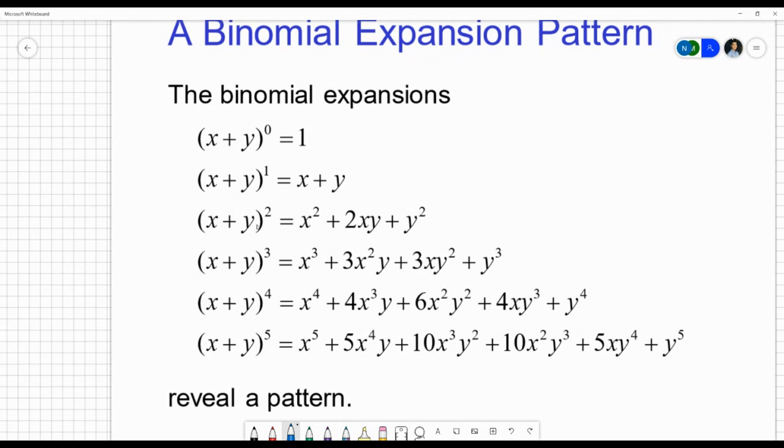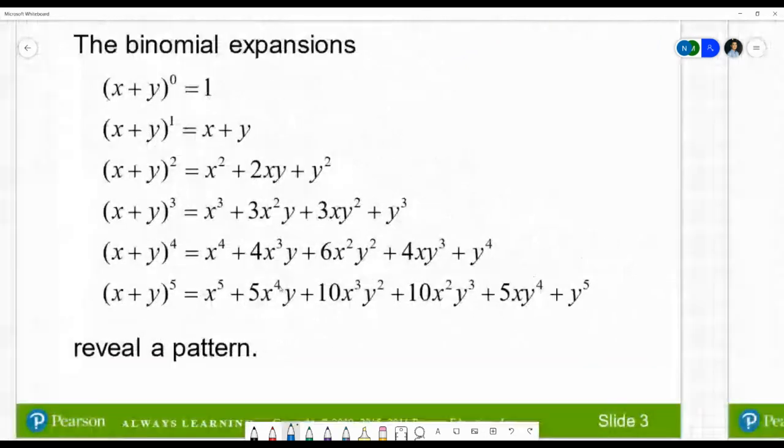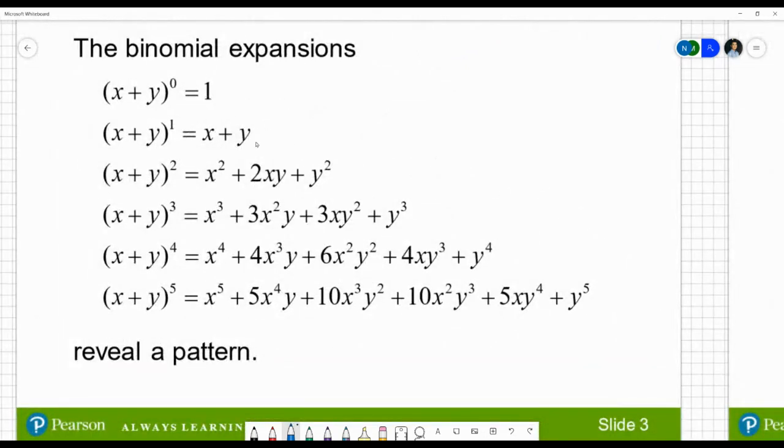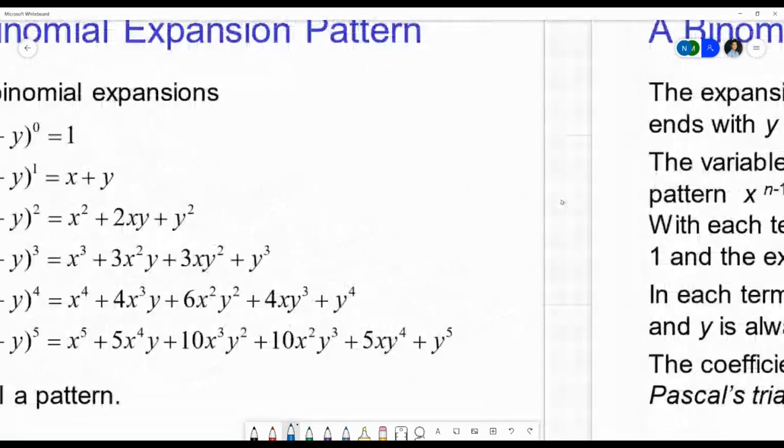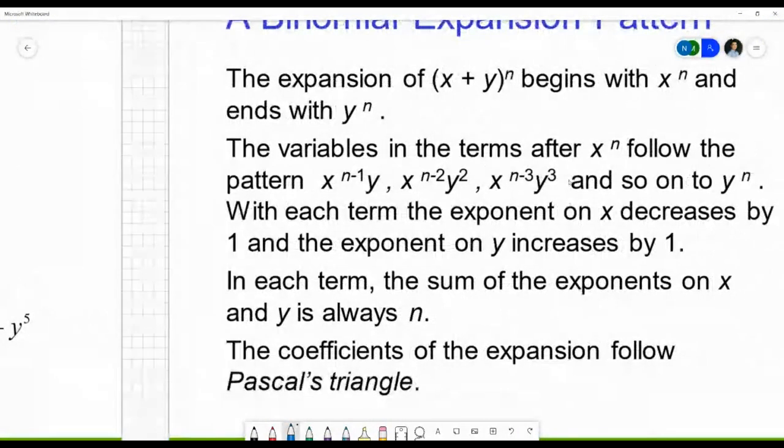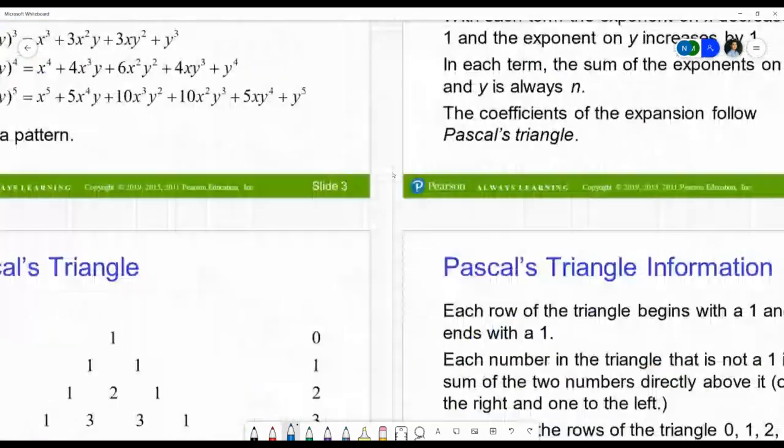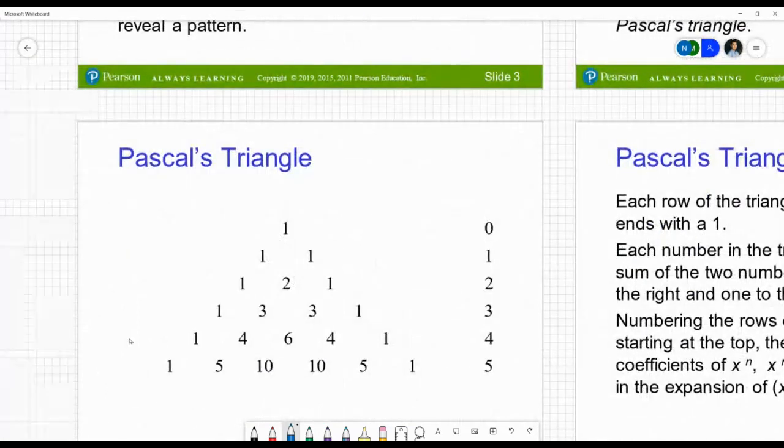Now you're probably used to seeing this one right here because that's just a parabola, or basically a quadratic. So you can see here x squared plus 2xy plus y squared. Now what happens here is that as the power increases, a pattern emerges, okay? And that pattern, from the coefficients of all of these terms, is called Pascal's triangle. So I'm going to skip this right here, and I'm going to show you what Pascal's triangle is. Pascal's triangle is created from the coefficients of this binomial expansion.